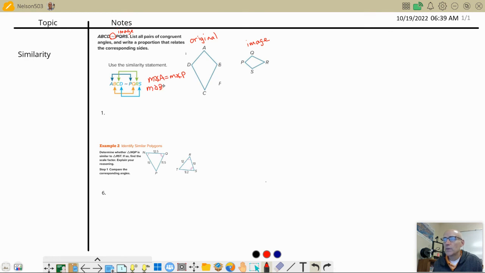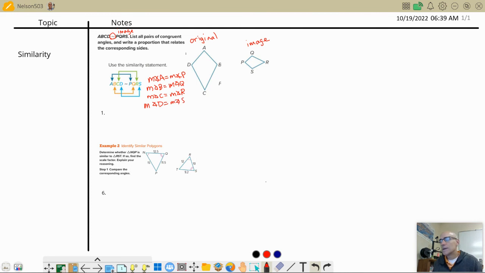Angle B is the same thing as the measure of angle Q. And keep listening, ladies and gentlemen. Don't tune me out, because there's something important coming up here. The measure of angle R. Okay, so I guess I'll finish it off. What the heck? The measure of angle D is the same as the measure of angle S.